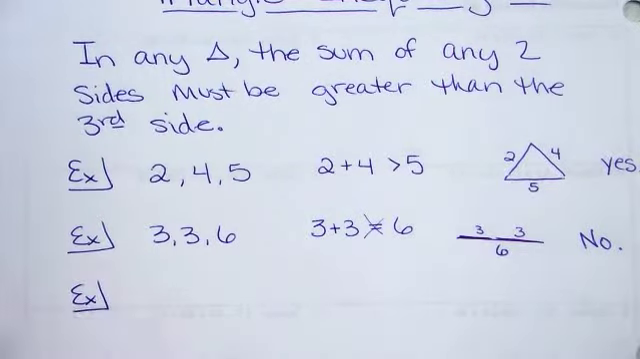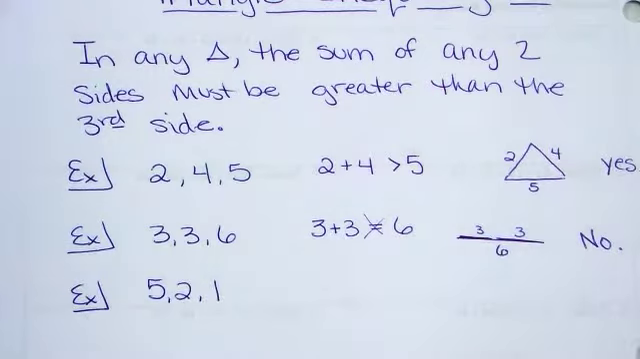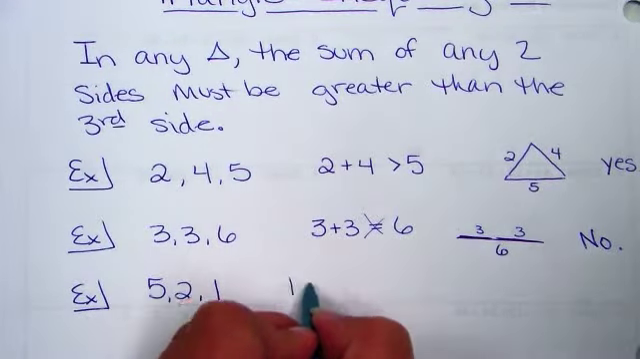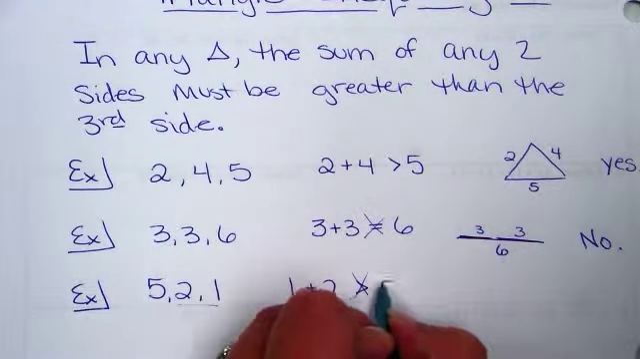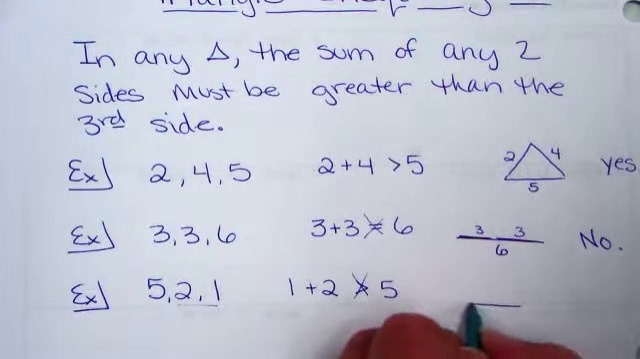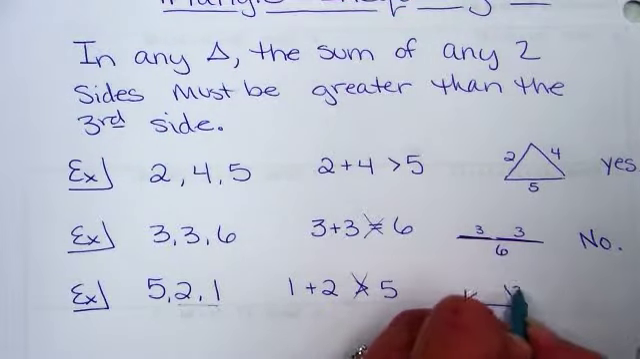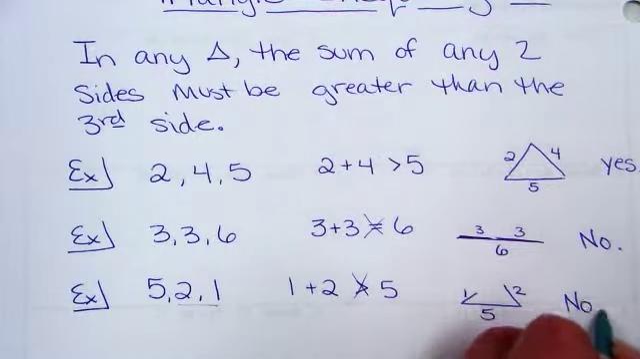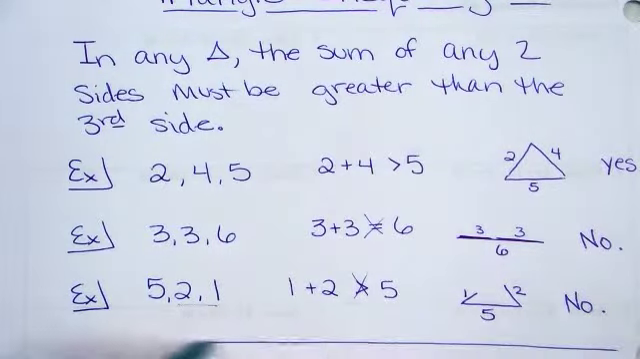Another example, 5, 2, 1. I'm going to look at the two smallest sides, 1 plus 2. That is not greater than 5. If I were to try to draw that, it would not make a triangle. So again, the sum of two sides of any triangle has to be greater than the third.